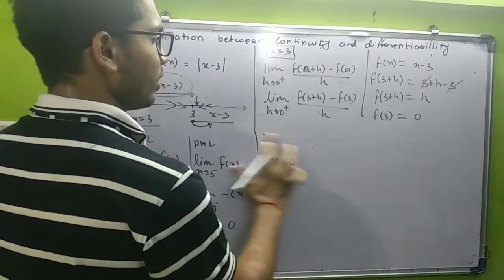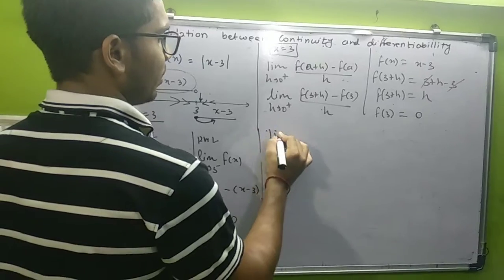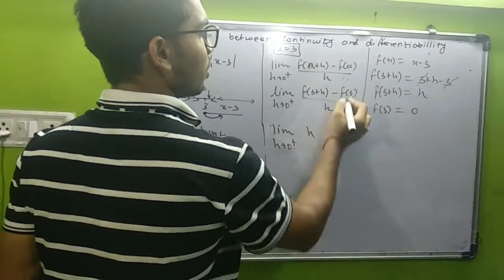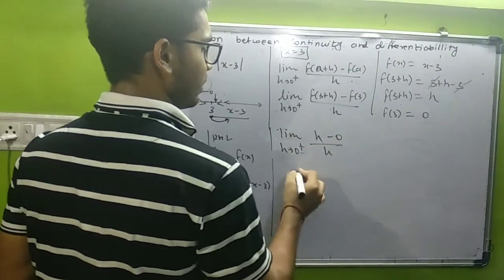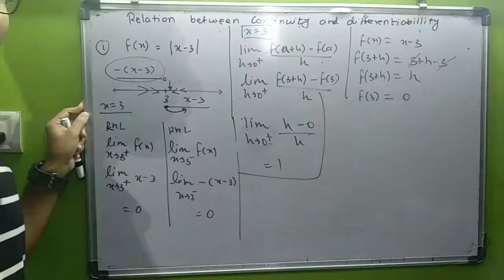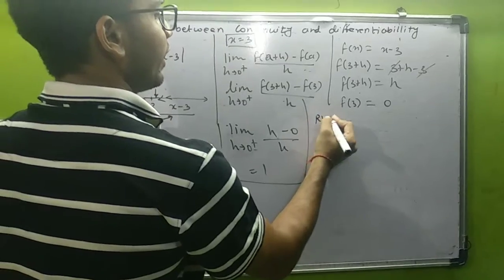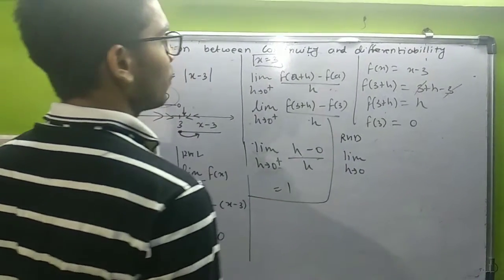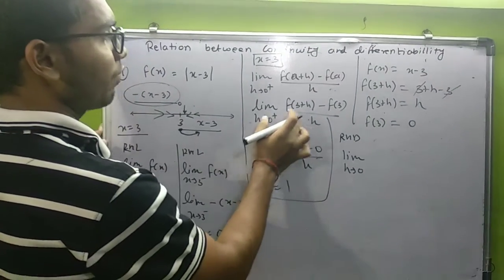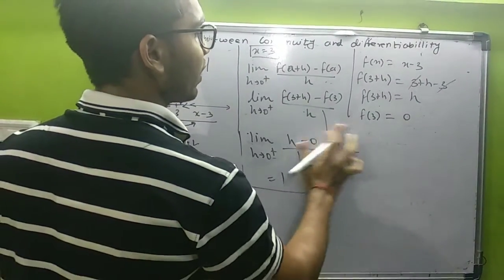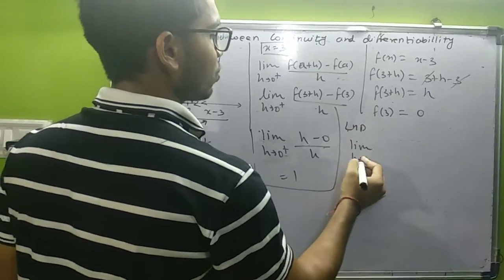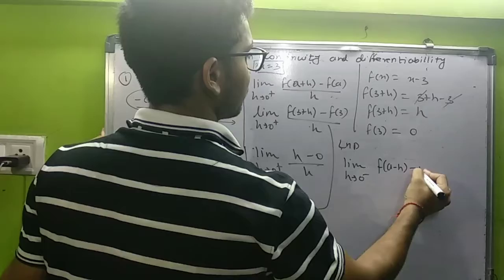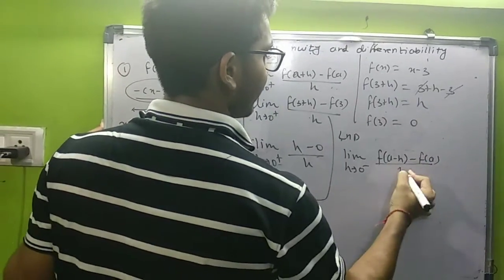Now let's substitute in this case. So limit h tends to 0 plus, this is going to be h. f of 3 is 0 upon h and this will give me 1. Okay. Now right hand derivative, so limit h tends to 0 plus. Okay, this was f of 3 plus h, this was right hand derivative. Now we have to go for left hand derivative. So h tends to 0 minus f of a minus h minus f of a divided by h.